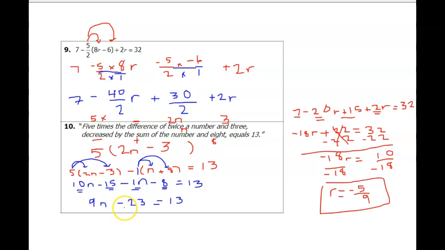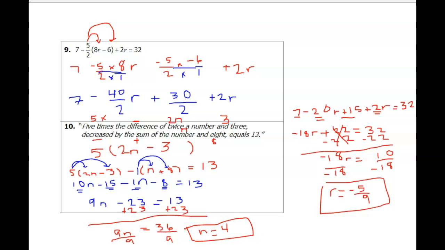In order to solve for the variable n, I need to add 23 on both sides. I would end up with 9n is equal to 36. And then to solve for n, I divide by 9 on both sides. And I end up with n equals 4. Guys, we have finished our guided notes.